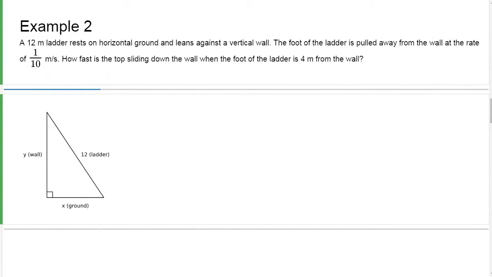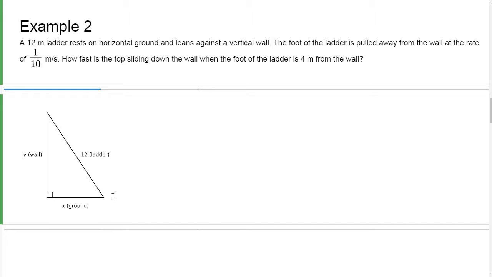All right, let's do a second example. I have a ladder that's 12 meters long. It's resting on the horizontal ground, leaning against a vertical wall. Well, let's look at the picture. Here's the picture of it. So here's the wall, straight up and down. Here's the ground, horizontal. The reason I make a big deal of that is because I want a right angle here. This is the ladder leaning against the wall, so I have a right triangle. That's going to be important in solving this one.